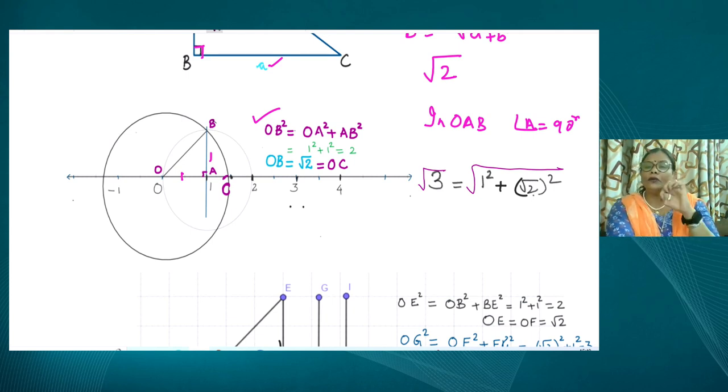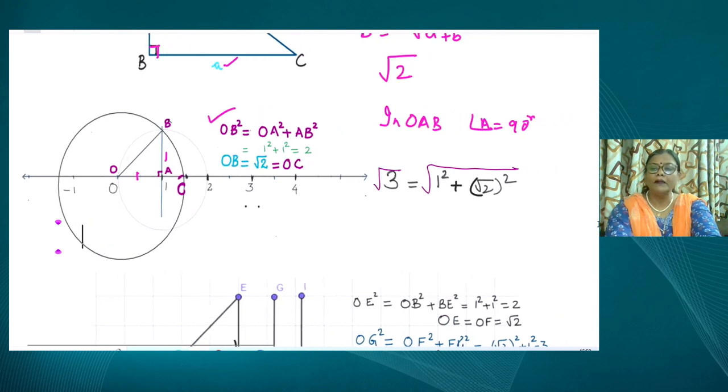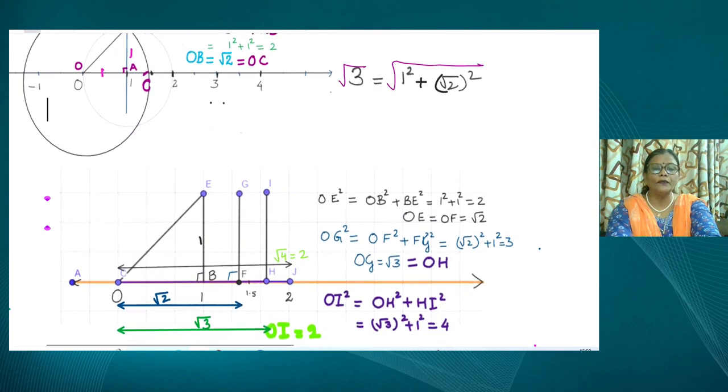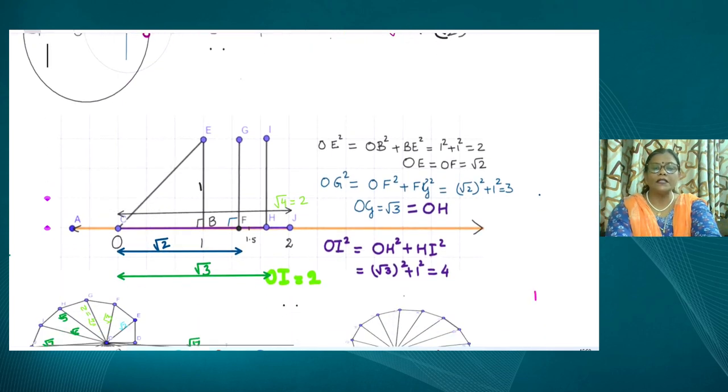That means we need to know where root 2 is first. You have to locate the point root 2 first on the number line. So we'll have to proceed further. Once again, we'll have to represent this on this number line. Take that point. We'll mark that point root 2 with the concept that we took.